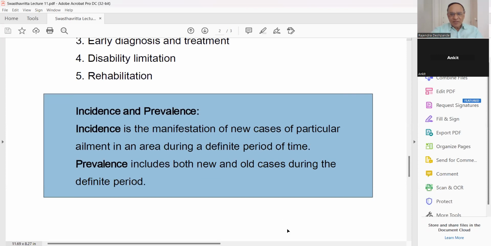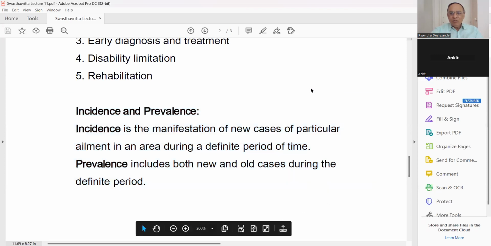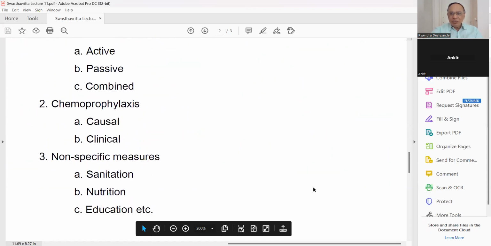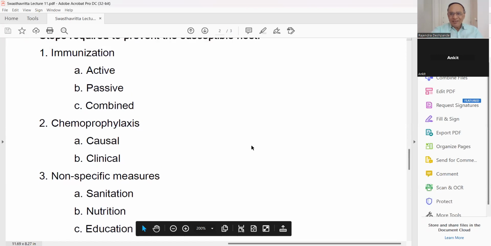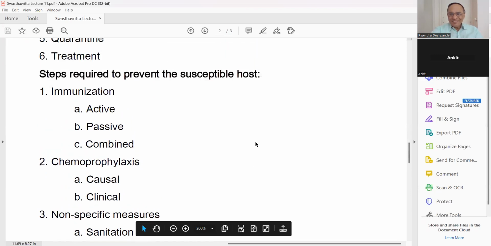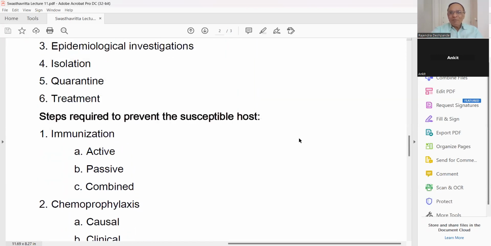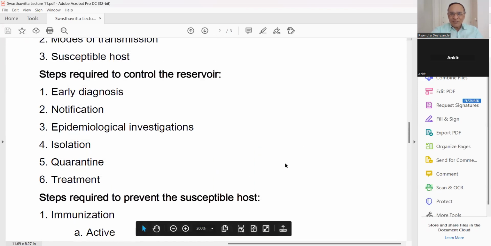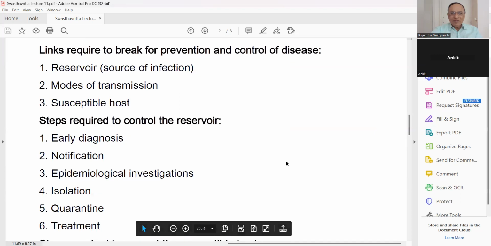Incidence and prevalence. Now I will have to move to the right side of the screen. So just keep patience. We are learning epidemiology, Swasthavritta paper 2, part A. We are learning epidemiology from Professor Deshpande in the lecture of Swasthavritta.